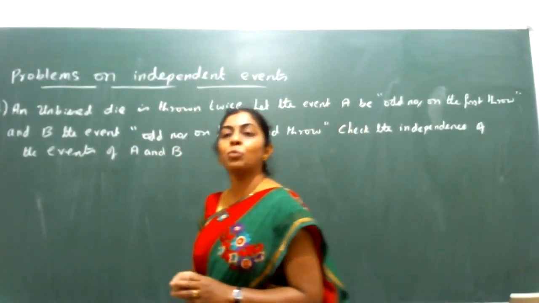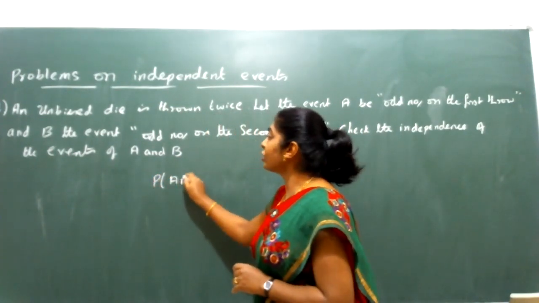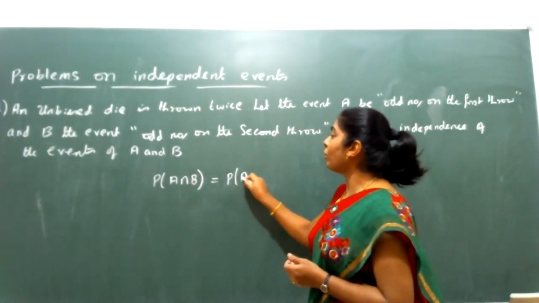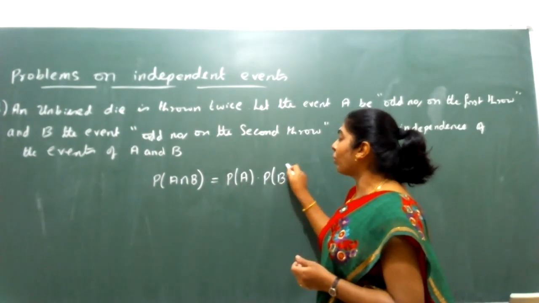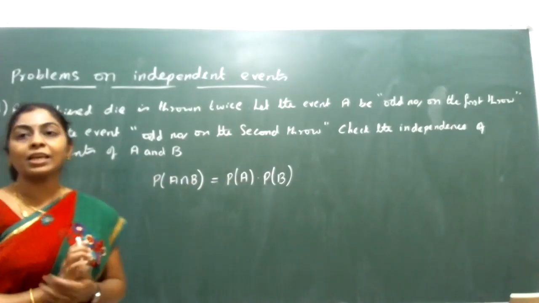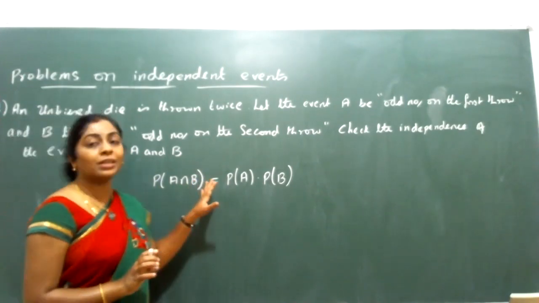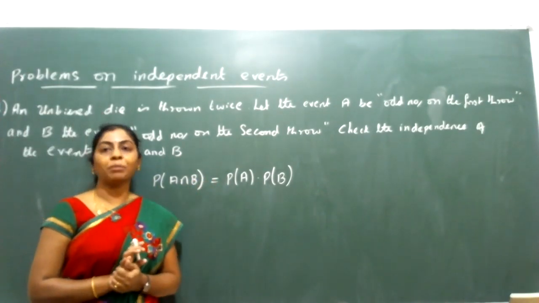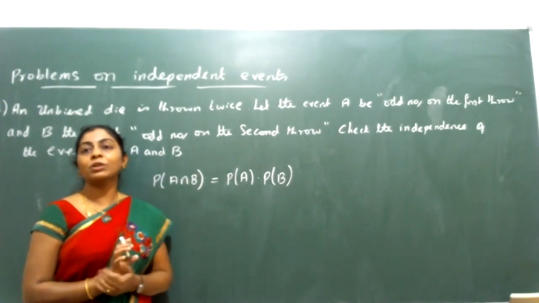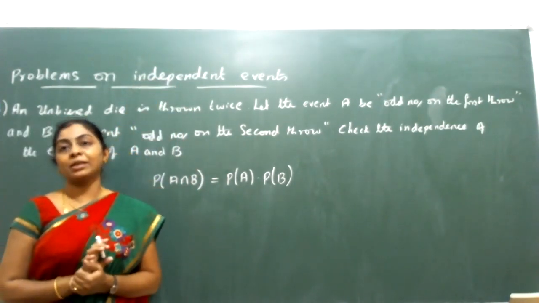Last class we studied what independent events are. When I consider independent events, the probability of A intersection B is equal to the probability of A into the probability of B. So if the probability of A intersection B is equal to the probability of A into the probability of B, then A and B are said to be independent events. We learned this in the previous class and also started working out problems on this. We'll continue with a few more problems on independent events.